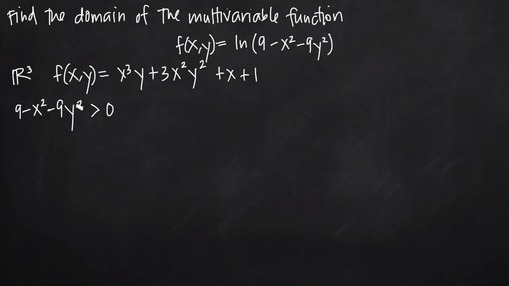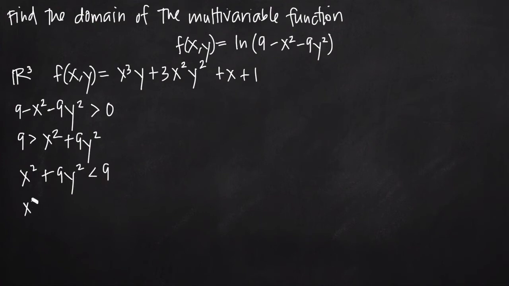Now we just need to simplify this a little bit. And what we can do is add x squared and add 9y squared to both sides. We're going to get 9 is greater than x squared plus 9y squared. If we flip that around so it's a little easier for us to see, we can see x squared plus 9y squared is going to be less than 9. Now if we divide through by 9, we're going to get x squared over 9 plus y squared is less than 1.